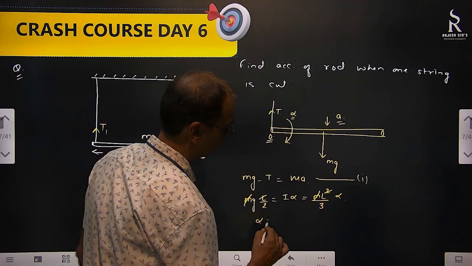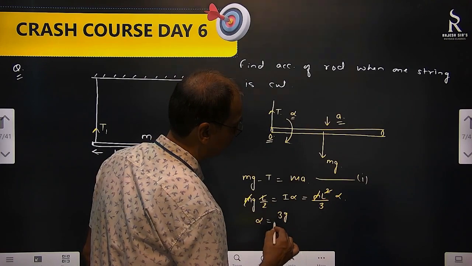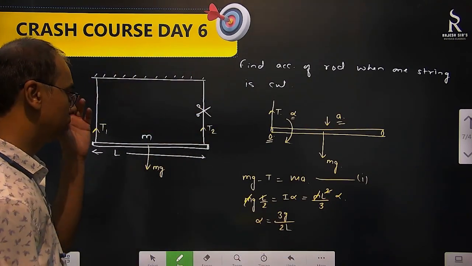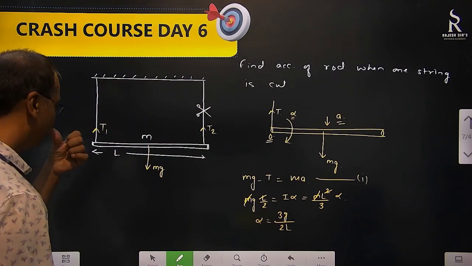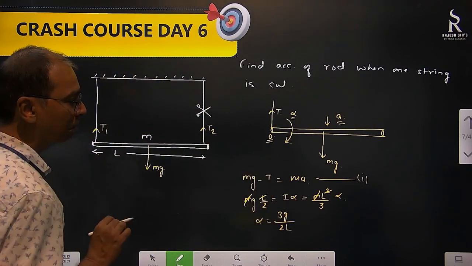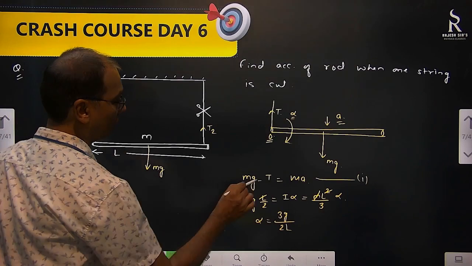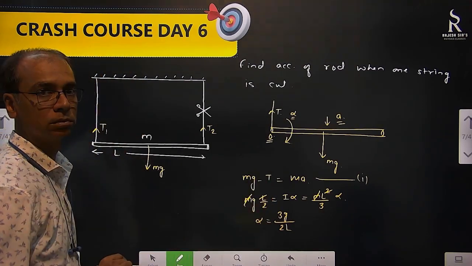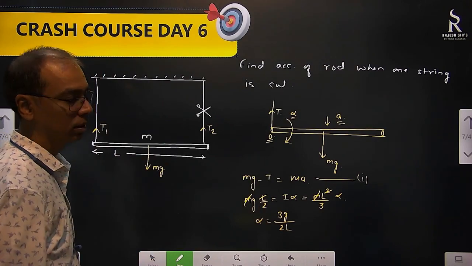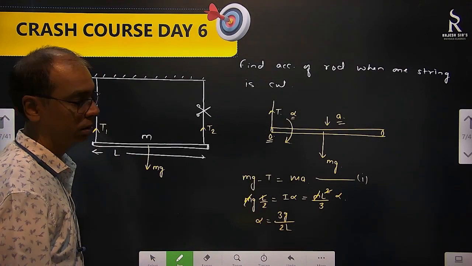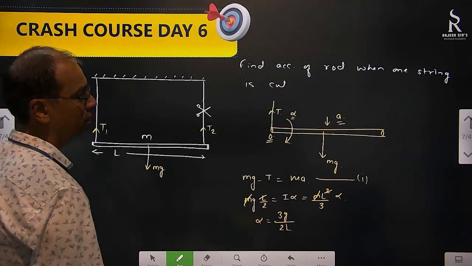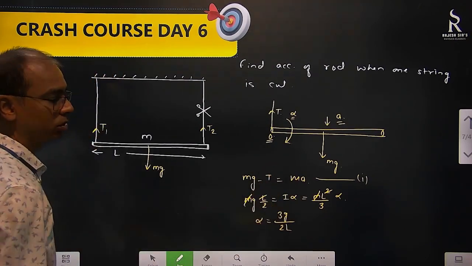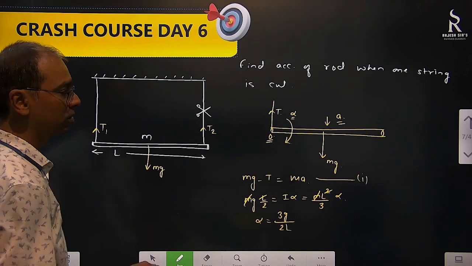Sometimes they ask you only the alpha value also. You should be able to find out alpha. Alpha is there. Now what? I require acceleration, and unless I have tension, I cannot find it, right? Something has to be done. Otherwise, how are we going to get it? We got alpha, but tension is unknown, acceleration is also unknown. What to do?